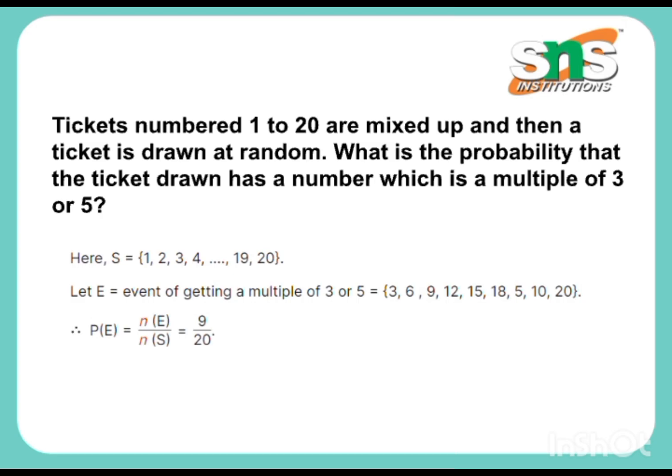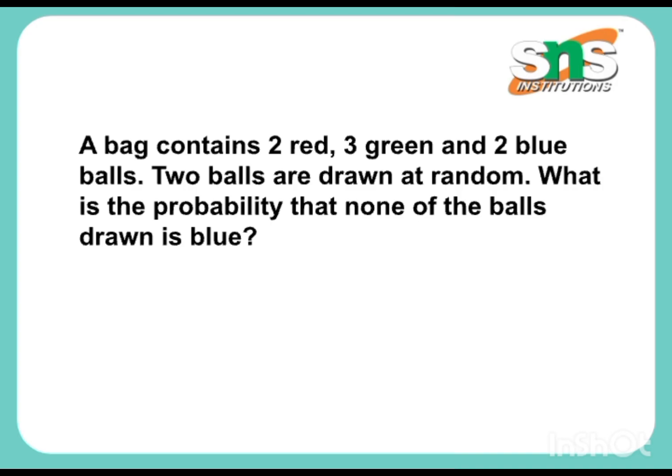So 5, 10 and so on. When we count the multiples, it is nothing but 9 events you are going to get in total. So probability of an event is equal to n of E by n of S, that is 9 by 20. So this is our first problem and it is a very simple problem. Next, we will move on to the next problem.